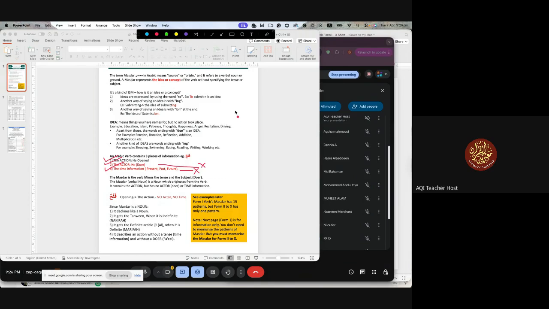So if it is an action, a fi'l, a verb, these three will be there. And here, the action is "he opened," okay? But who opened and when it was opened is not there. So it's no longer an action. It's the name of an action. It's a verbal noun, and it's an idea.